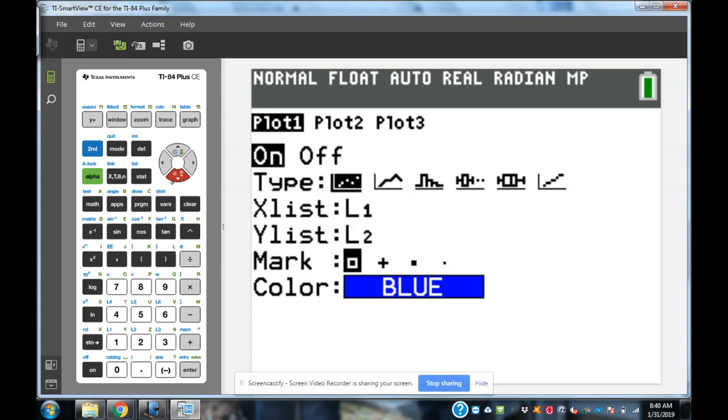And then on the type, you've got several different things your calculator will do. The first choice is the scatter plot choice. The next one is a line graph.